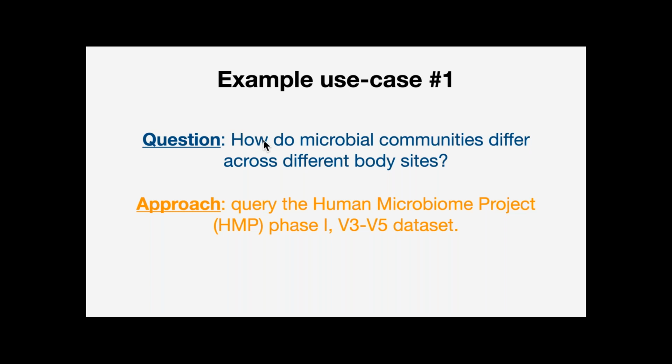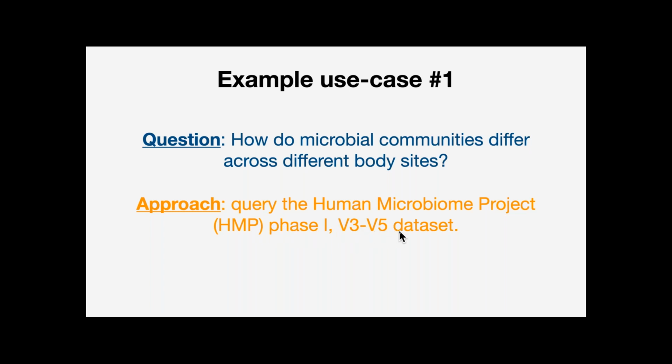So the first one is, how do microbial communities or microbiomes differ across different body sites in the human body? And so if that's our question, we have a data set on MicrobiomeDB that's perfect for addressing that. It's the Human Microbiome Project, or HMP. Many of you may be familiar with this. It's data from their phase 1 of the HMP. And we have data from V3, V5 sequencing.